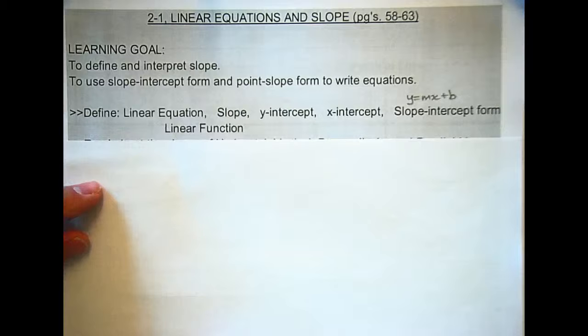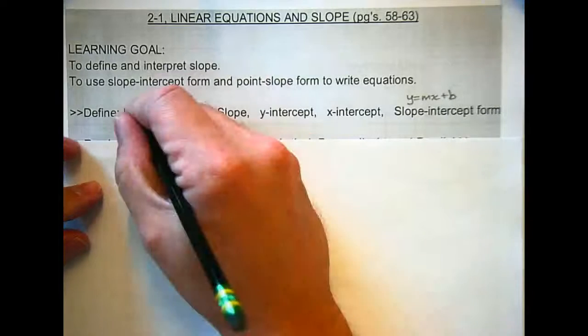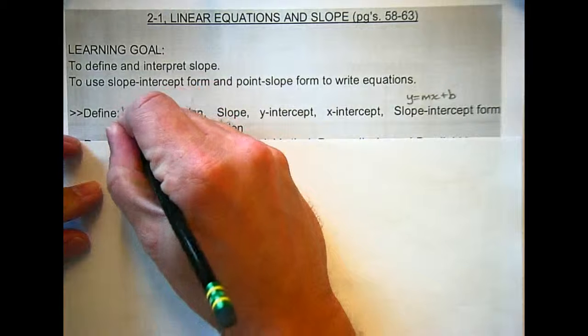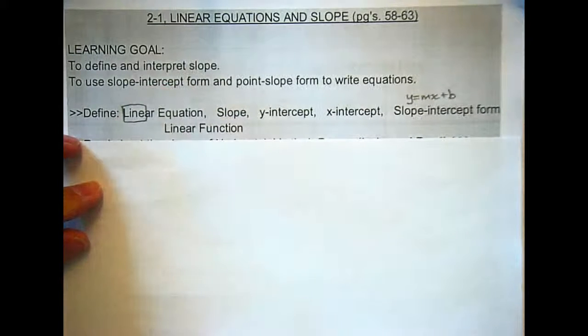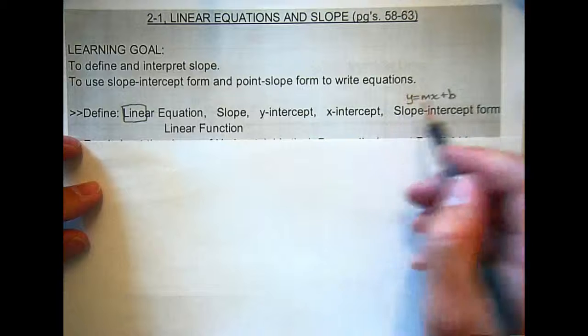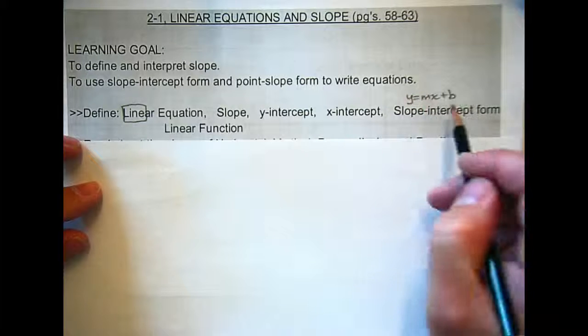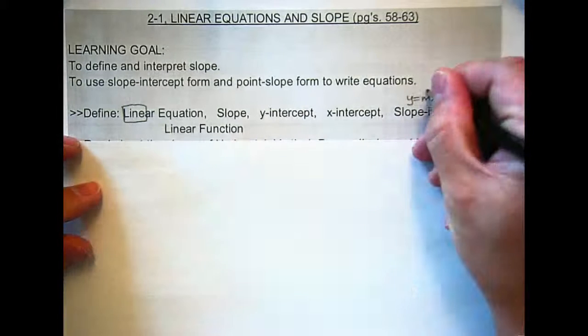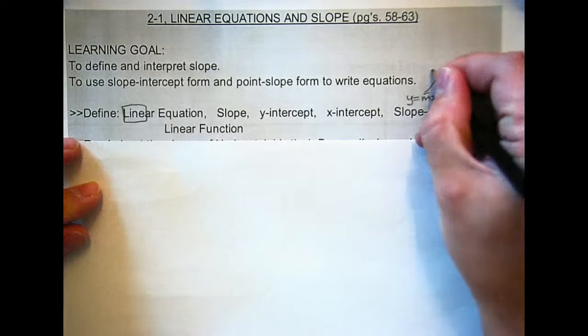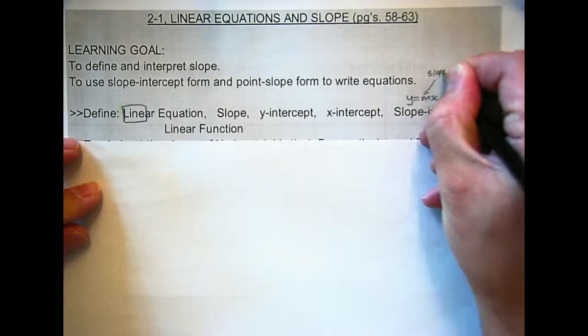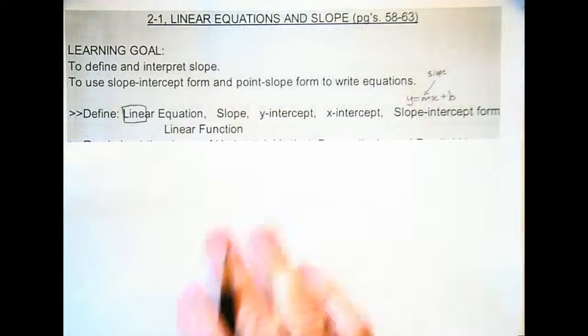Anyone else? What's a linear equation look like when you graph it? A line. Linear. It makes a straight line when you graph it. So y equals mx plus b is slope-intercept form. You're given m, which we call slope. Now slope has a lot of different names for it.